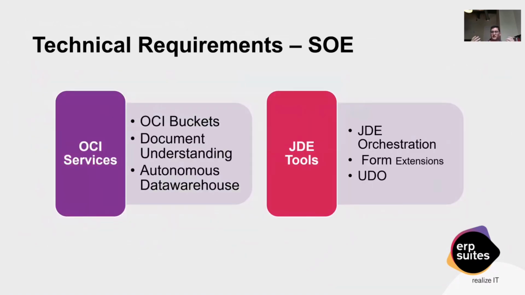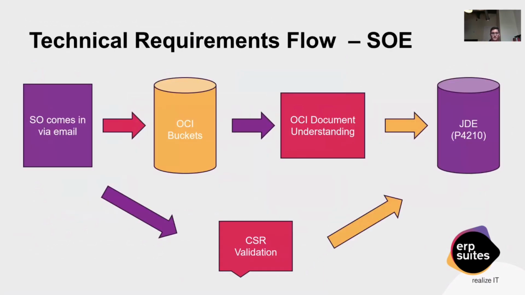And then next would just be the technical requirements. So this is just high-level technical requirements, right? You have the OCI services on the left, you have the JDE tools on the right. So again, just talking about OCI buckets, document understanding, autonomous data warehouses there. You might use it, you might not use it though. That's an iffy one that could be thrown in. It's an optional one. And then JD Edwards tools: JD Edwards orchestrations, form extensions, UDOs, actually build this out. So again, just an example of what we would show there.